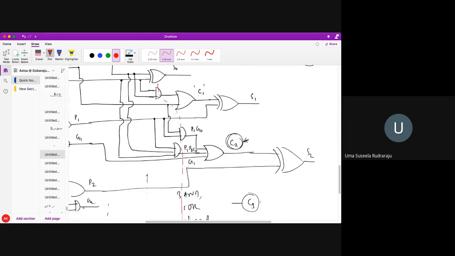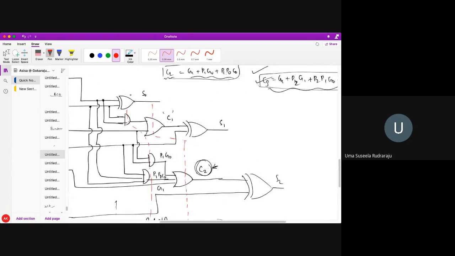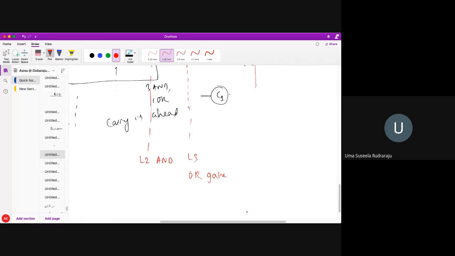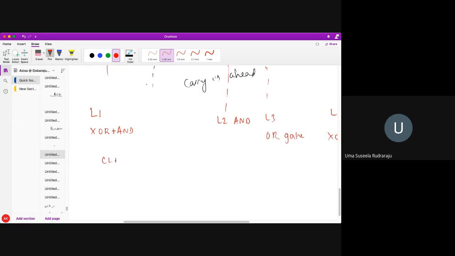Now what are the OR gates? These all OR gates, sorry, are my level 3. So level 3 is all my OR gates. And level 4 is of what? All these sums we are getting, the XORs. All these XORs are my level 4. Level 4 is all XOR gates. So what do you understand from this? A carry look ahead adder requires how many levels mainly? Level 1, level 2, level 3, level 4. So it requires 4 levels.